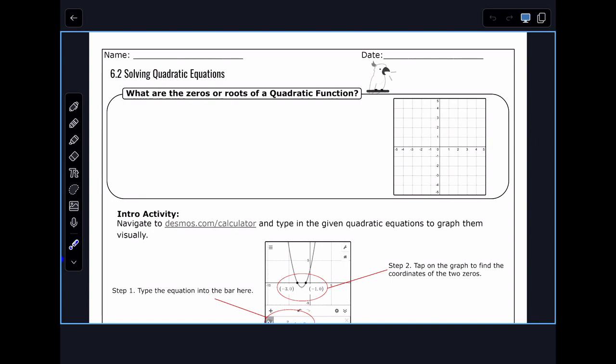So, in simple terms, the roots or zeros of a quadratic equation are the points on a parabola that intersect the x-axis.